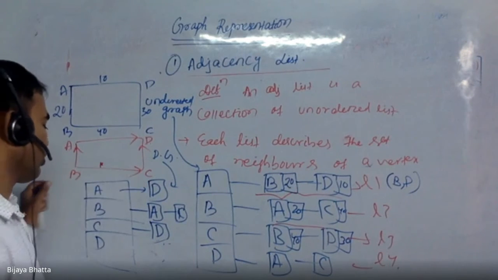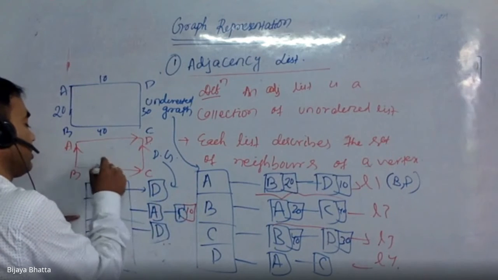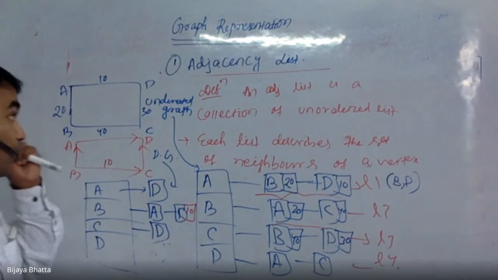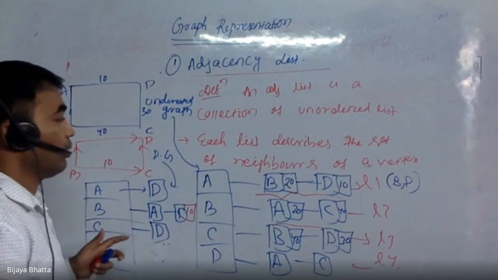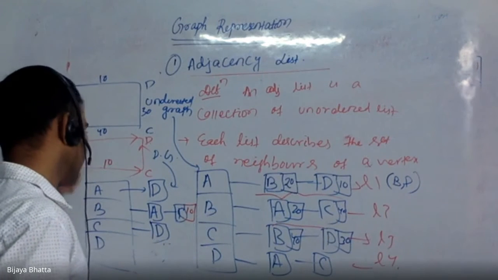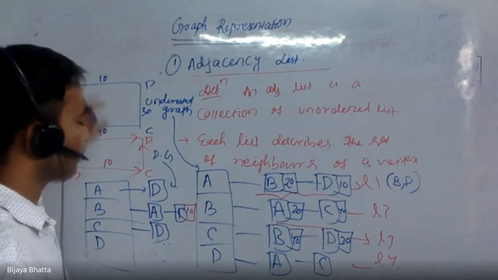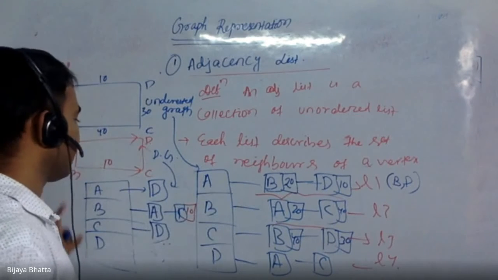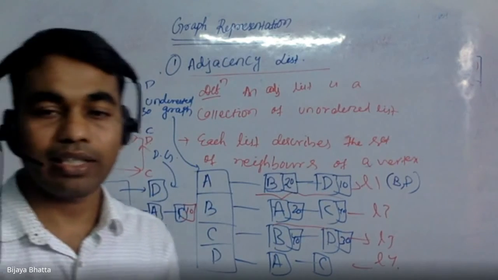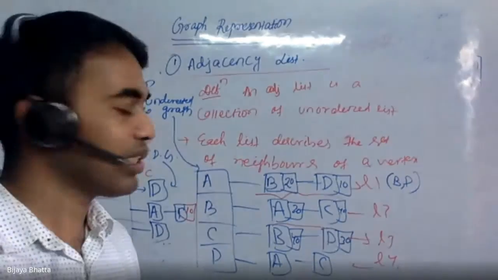So B to C, suppose you added, B to C you need to add here as 10, right? Suppose this is 10, and for the others also you need to add. So again you can do the same thing. This is the basic idea of the adjacency list. So how can you apply it with the undirected graph, directed graph, undirected weighted graph, and directed weighted graph also. Okay, so this is the basic idea about this.